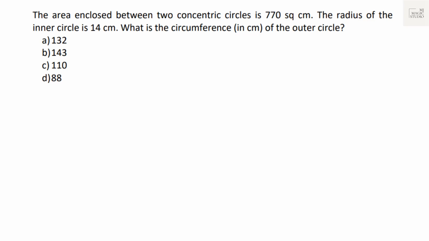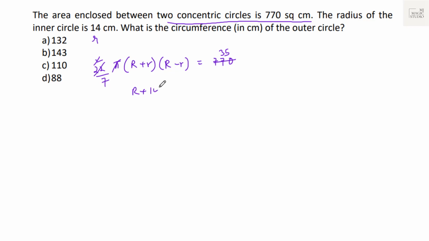A take on circles. Give it a try. The area enclosed between two concentric circles, that means it is in the form of a ring. The area of the ring is given by pi into capital R plus small r into capital R minus small r. That is given as 770. The radius of the inner circle, that means small r, is 14. So pi is 22 by 7. 11 2 times 11, 70, 35. So R plus 14 into R minus 14 is 35 into 7.